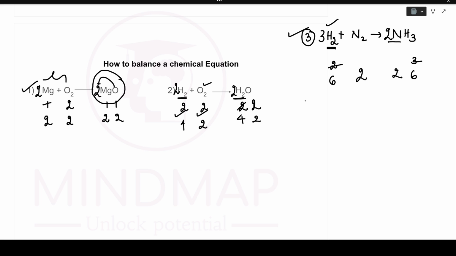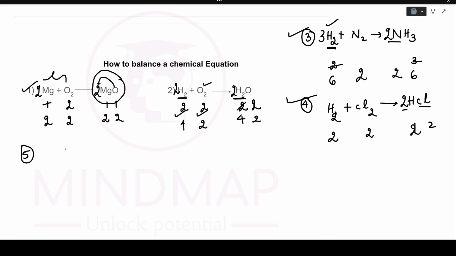Correct? Let's do the fourth one. H2 plus Cl2 gives HCl. Now, how many atoms of hydrogen here? 2. And on the product side, 1. So to make it 2, we will write here 2. So hydrogen also became 2. Chlorine here is 2. Here chlorine is 2. So the equation is balanced. Fine. Let's see one more example.